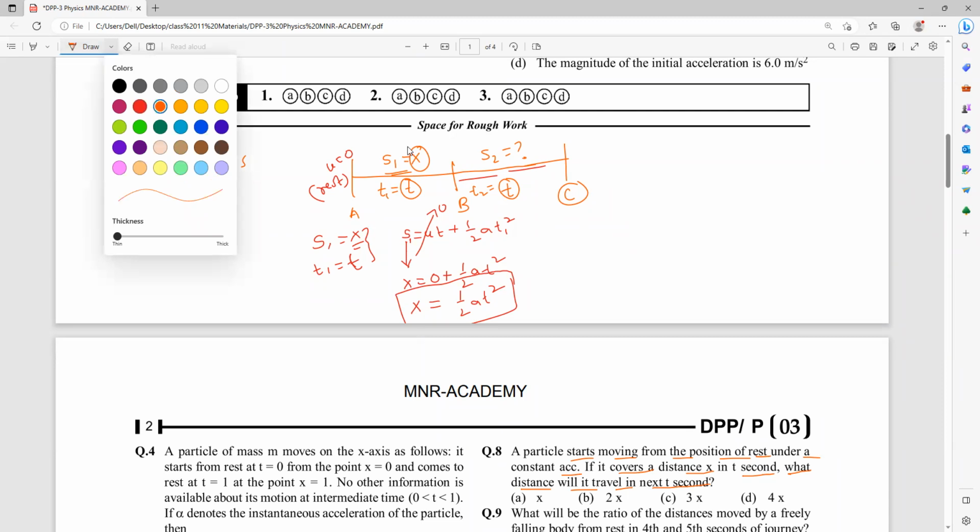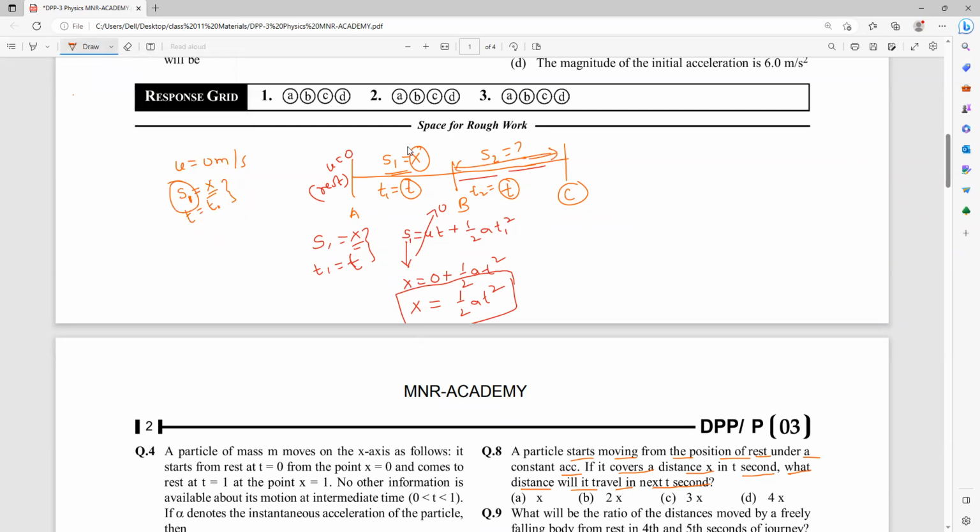Now, if I want to find this distance, I need to subtract this distance S1 from the total distance. Is it right or wrong, everyone? Yes, sir. So let me assume the total distance traveled by the body is s. And what is the total time taken, guys? Total time is equal to t1 plus t2, which is t plus t, which is 2t. So let us find the distance traveled in the whole time, 2t. Of course, the body started from rest, and finally it reaches somewhere.